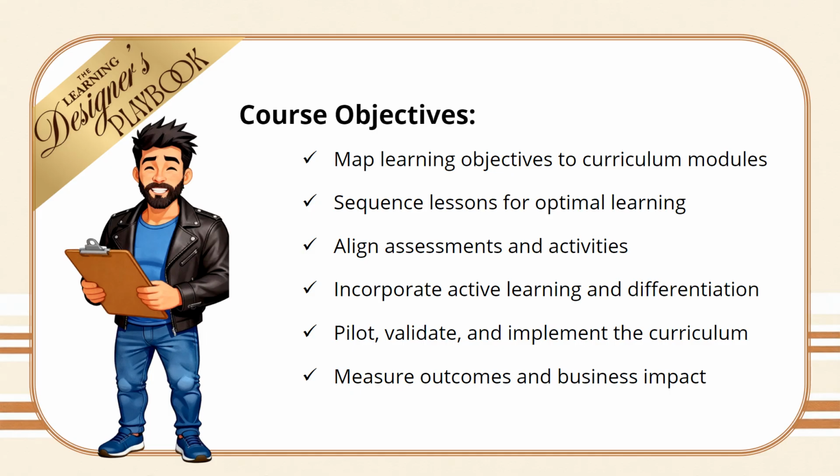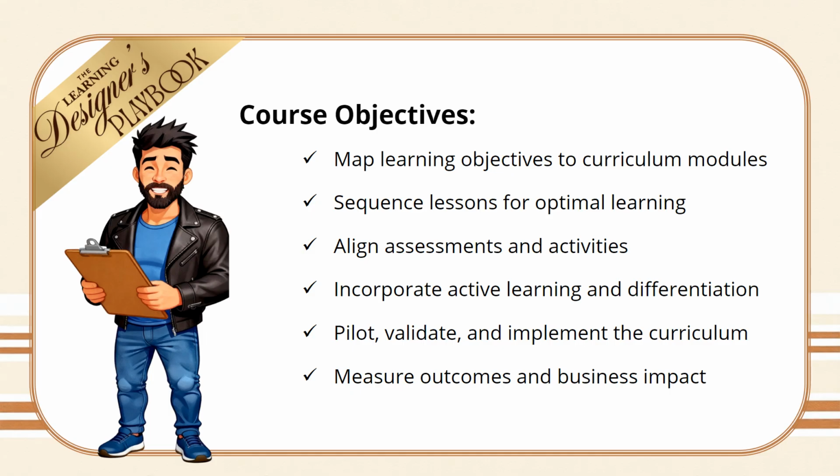Active learning strategies will be highlighted to engage learners and reinforce skill acquisition. Differentiation will be addressed so all learners can access and benefit from the curriculum. Real-world practice will be integrated to bridge theory and performance. Feedback loops will be implemented to continuously improve learning outcomes. You will also learn how to pilot and validate your curriculum before full-scale rollout.